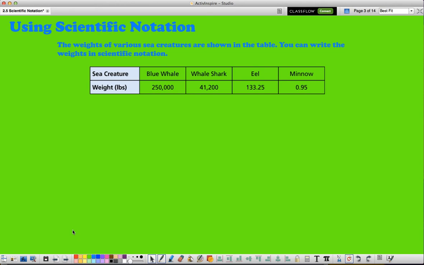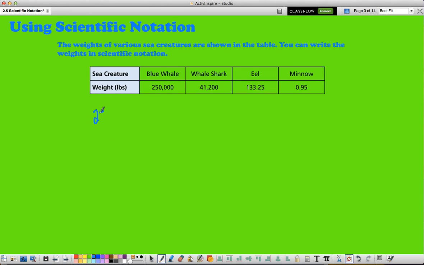All right, so let's go ahead and get started. When using scientific notation, you're looking at numbers that are very big and very small. In this case, we don't have that large of numbers, but we're using smaller numbers to get used to the idea of scientific notation. We have the weights of various sea creatures, and we're going to write them in scientific notation. So what I have to do is look at my numbers.